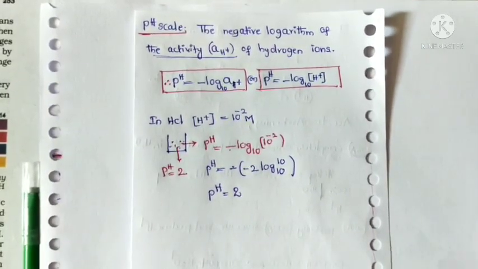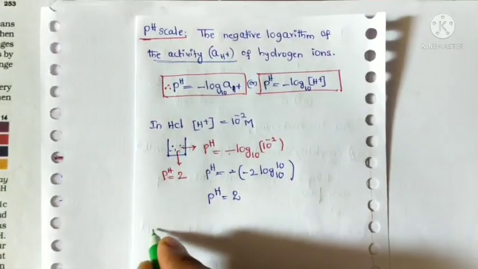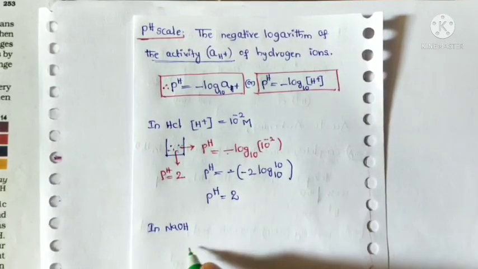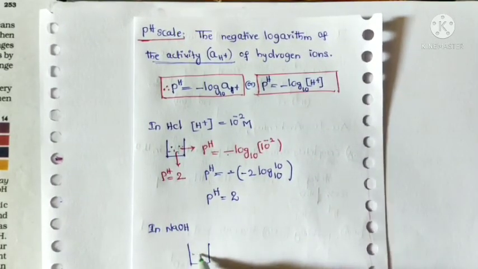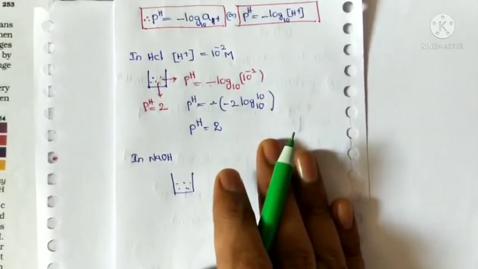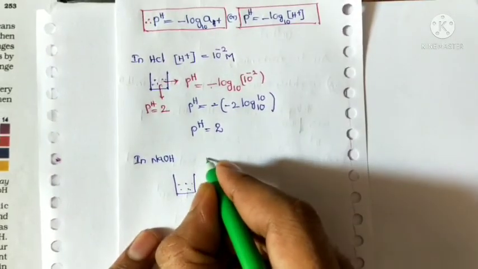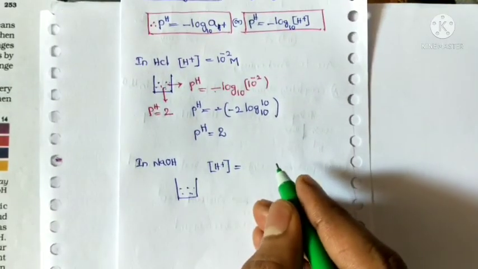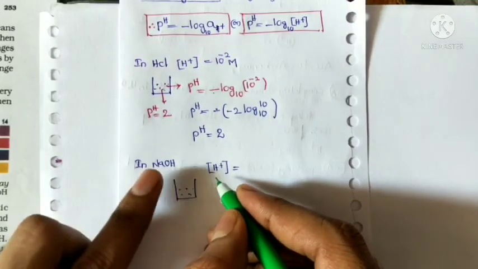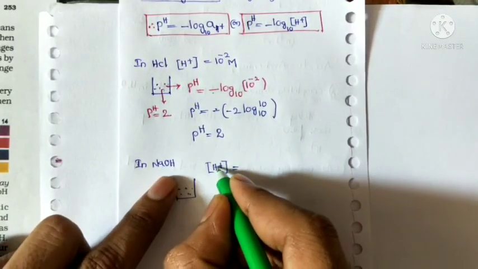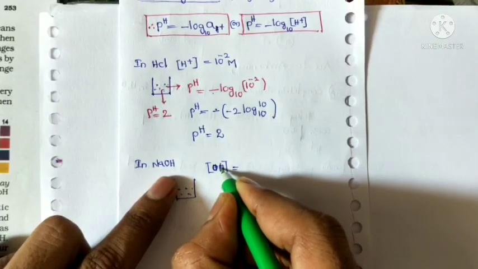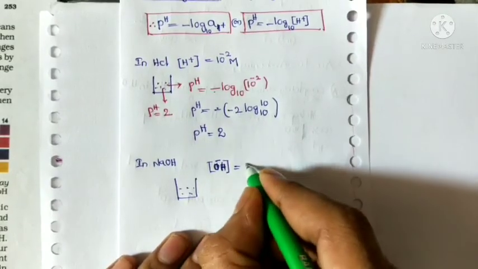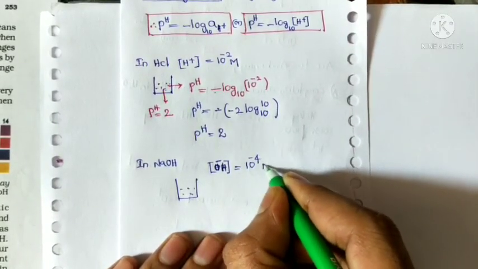Let's take another example. Take an NaOH solution, in which we can determine the pH value. Here the concentration is given for a base solution, a basic solution. That's why the concentration of OH minus ions is given as 10 to the power of -4 molar.